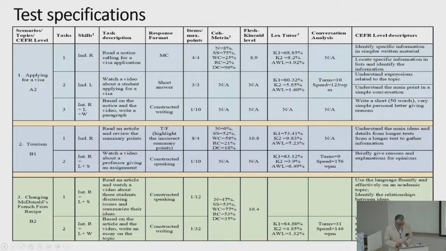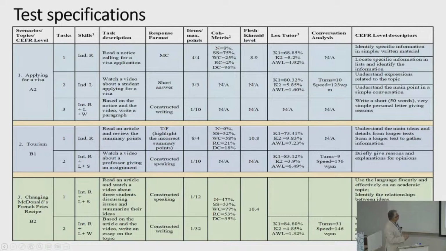And it may look like a lot, but it's not that complicated. So here's the first scenario, applying for a visa. There were three tasks there. So we identified the skill levels, skills involved in each task. The first one was independent reading. Second one was independent listening. The third one was integrated reading, listening, and writing. And we have a description of the task.